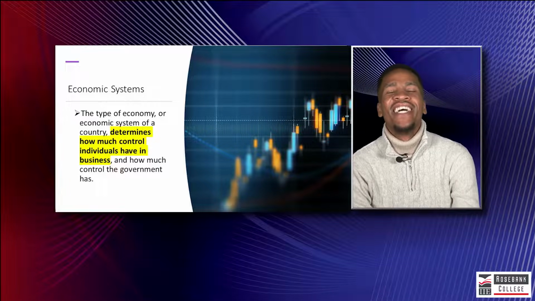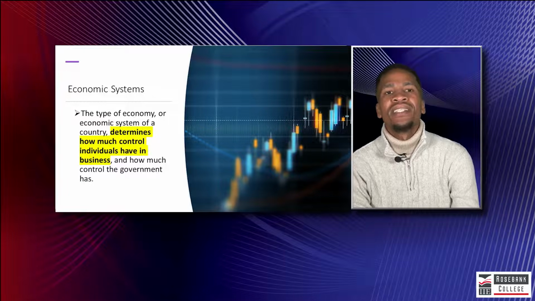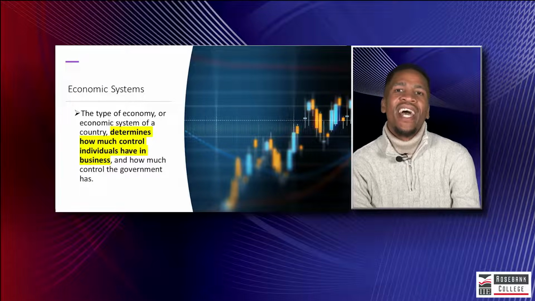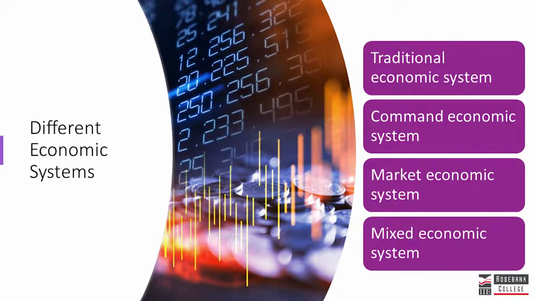The economic framework in which businesses operate in a nation can be regarded as economic systems. The type of economy or economic system of a country determines how much control individuals have in business and how much control the government has. There are several types of economic systems. These include the traditional economic system, command economy system, market economy system, and mixed economy system. Knowing the differences between all economic systems will help an entrepreneur's decision in determining which nation they can invest in or start their business in.